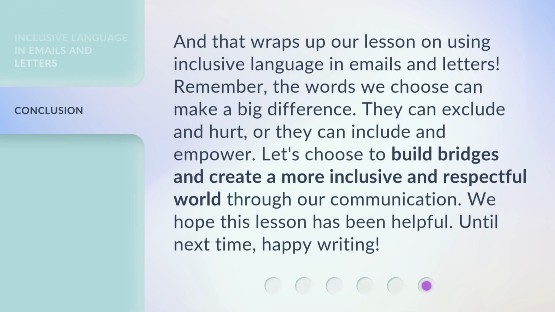And that wraps up our lesson on using inclusive language in emails and letters. Remember, the words we choose can make a big difference. They can exclude and hurt, or they can include and empower. Let's choose to build bridges and create a more inclusive and respectful world through our communication.